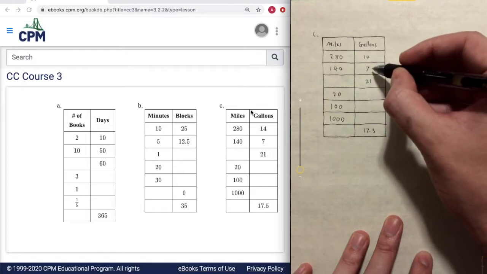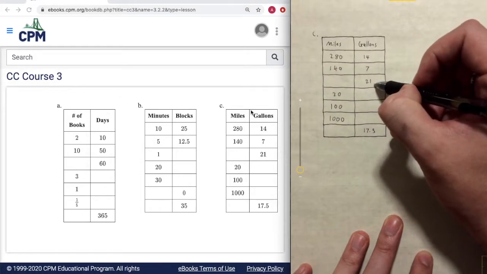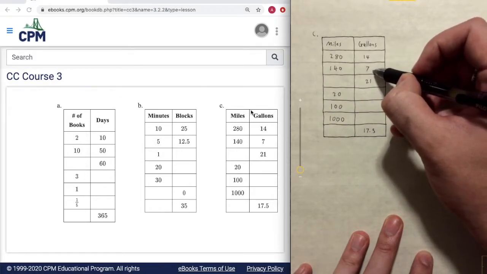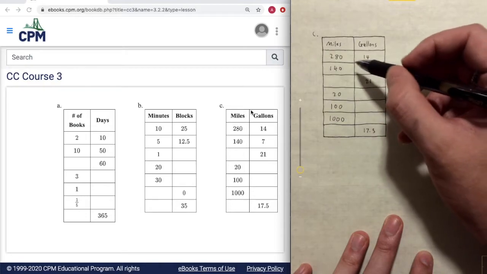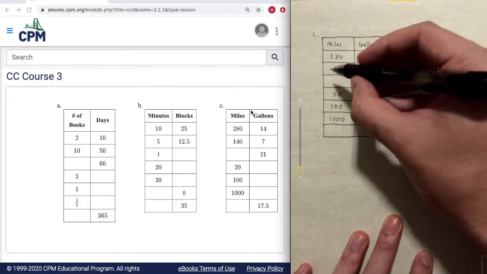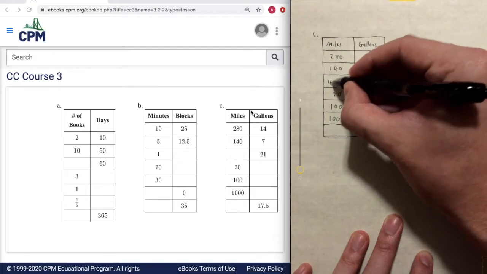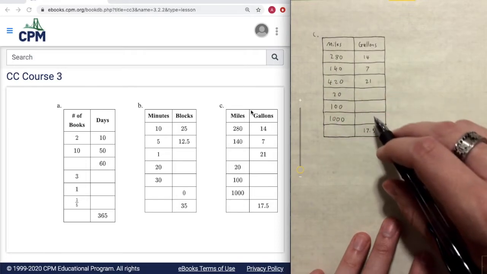In this case, we know that 7 gallons can take us 140 miles, and 21 is going to be 3 times 7. So if we have 3 times as many gallons, we should be able to go 3 times as far. So 3 times 140 is going to be 420. So with 21 gallons, we can go 420 miles.